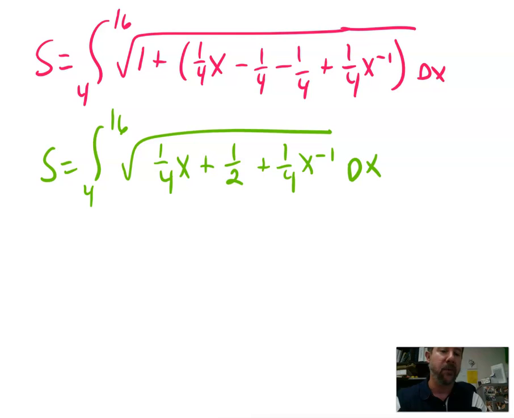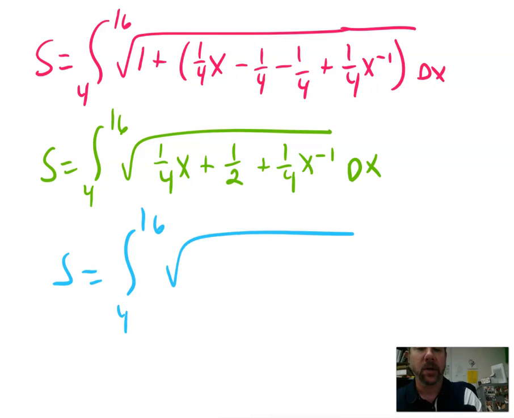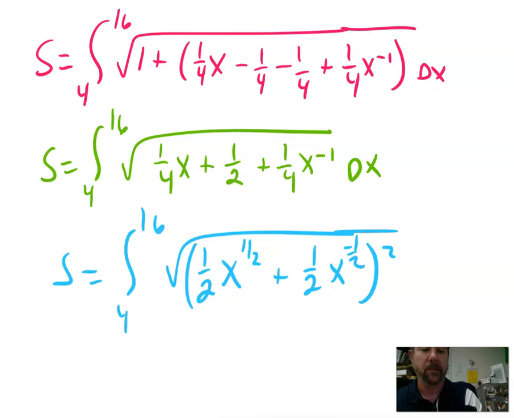I could rewrite this as 1/4 x plus 1/4 plus 1/4 plus 1/4 x to the negative first. This is the same kind of one, except this one is going to factor to s equals the integral from 4 to 16 of the square root of (1/2 x to the 1/2 plus 1/2 x to the negative 1/2) squared. That will factor right there. Just watch out and look for this trick. I think there's at least one problem on the homework tonight where that will come up, so be careful and pay attention for it.